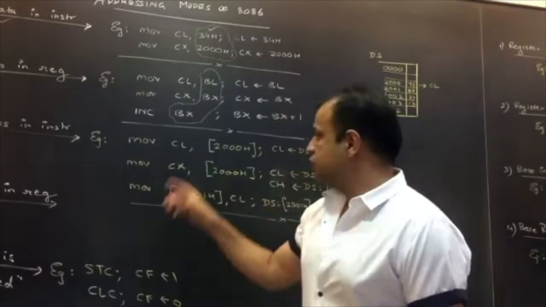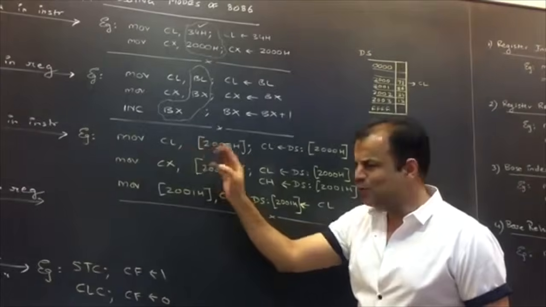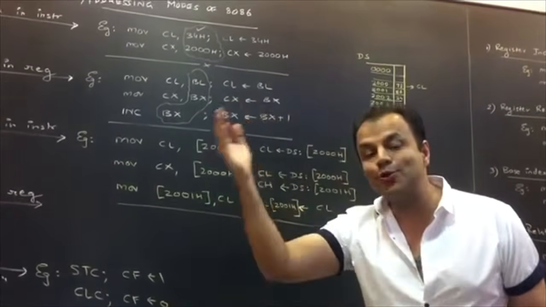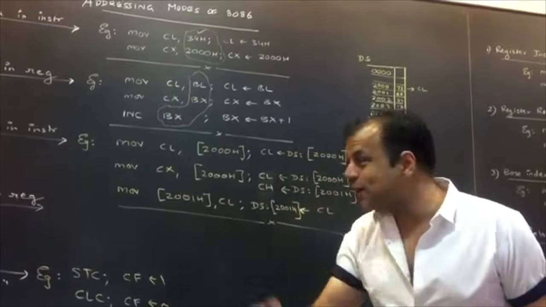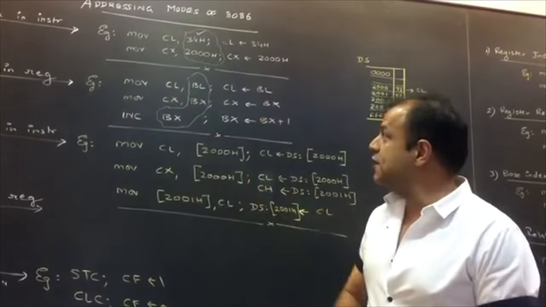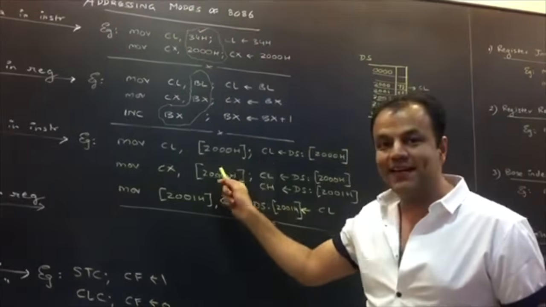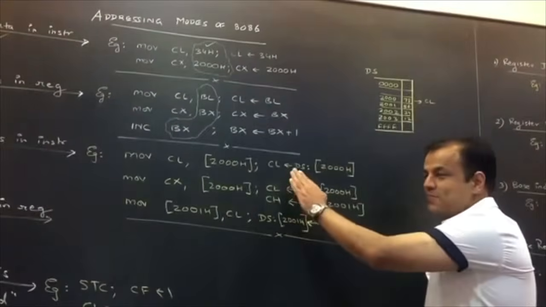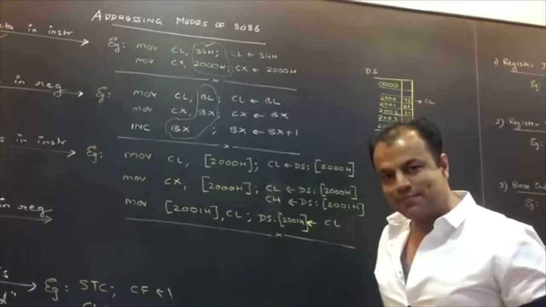Anything given within square brackets will act as an address. Are we clear? So move into CL, not 2000. The contents of memory location 2000. Get the data from location 2000 and put the data in CL. Here you give the data in the instruction, here you're giving its address. The data is somewhere in the memory, you're giving its address. So who gets the data? CL from location 2000.